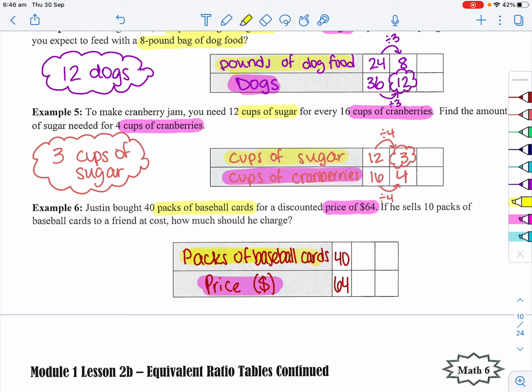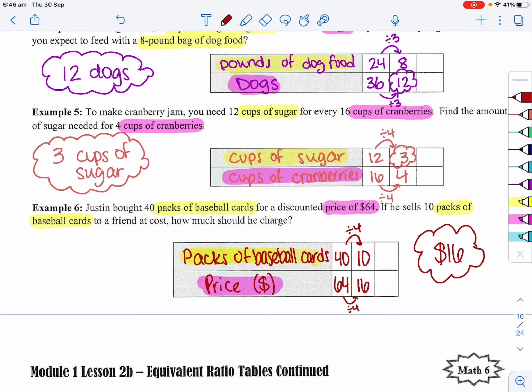If he sells 10 packs of baseball cards to a friend at cost, how much should he charge? So that 10 is going to go with my top value, and I'm going to put it in the second column because from 40 to 10, the value goes down. So to get from 40 to 10, I'm going to divide by 4. So 64 divided by 4 is 16. And I'm going to say $16.